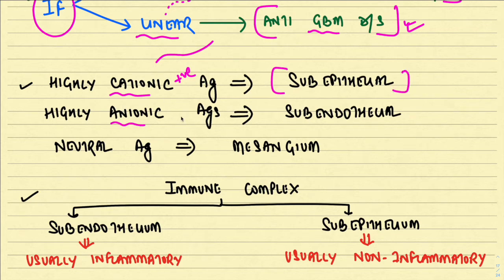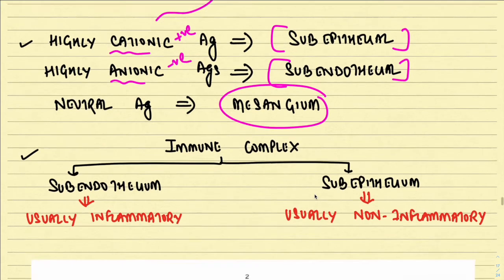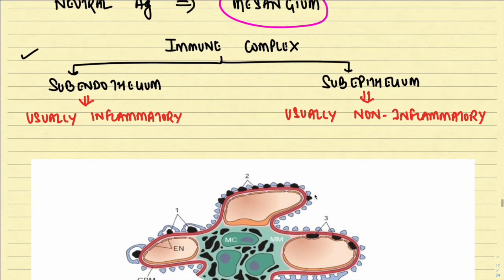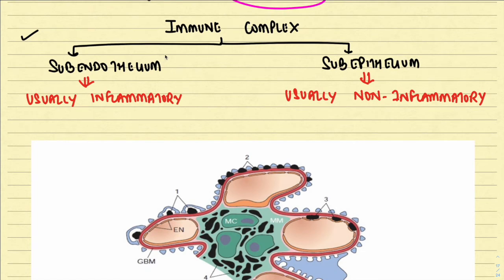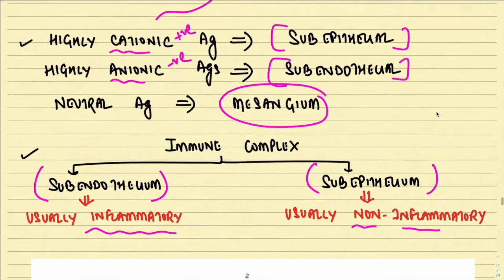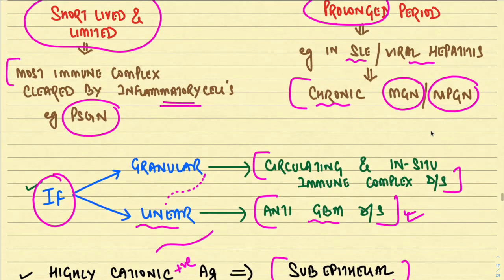Any ion which is anionic or negatively charged, its deposition will be subendothelial in nature. And neutral antigens are those which are going to deposit in the mesangium. Now looking at the immune complexes, those which are subendothelial in location are usually the result of inflammation, so they are inflammatory in nature, whereas those which deposit in the subepithelial region are usually non-inflammatory in nature.